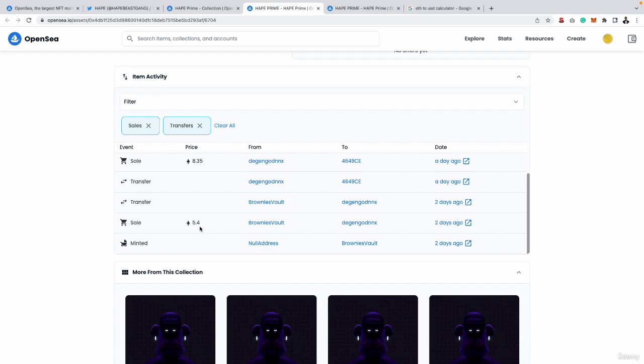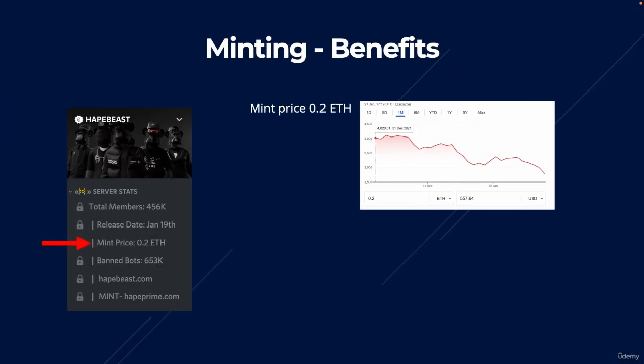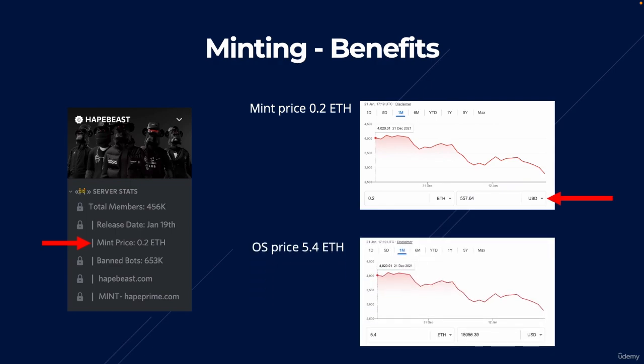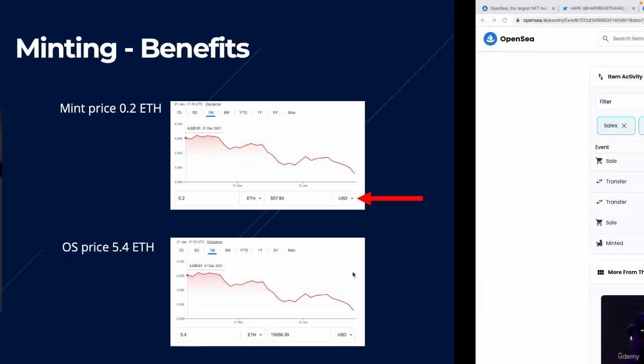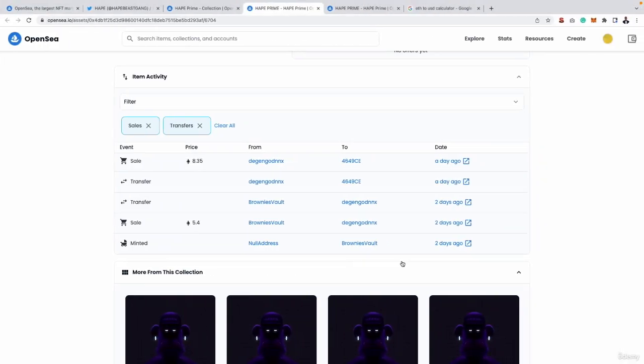Now you might be wondering, well, what is 5.4 Ethereum in dollars? Well, if I go back to my slides and bring in the next image, you can see that 5.4 Ethereum is worth $15,000, which is absolutely insane. And what gets even more crazy is if I go back to OpenSea, you can see they minted this if we hover over there.